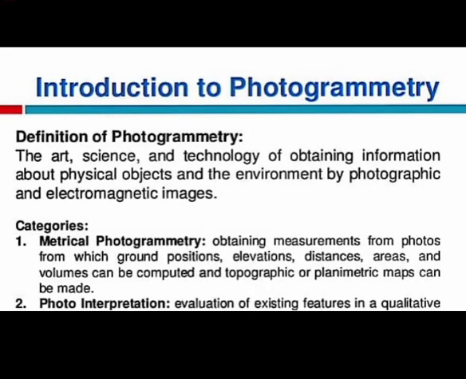Now you can easily categorize photogrammetry. One is metrical photogrammetry, another one is qualitative photogrammetry, or you can call it photo interpretation. Metrical photogrammetry is all about obtaining measurements, determination of positions, elevations, distances, areas, and volumes. Whereas qualitative photogrammetry is evaluation of existing features, that is photo interpretation.